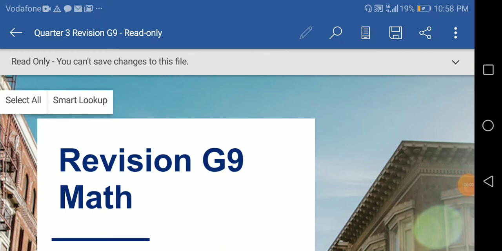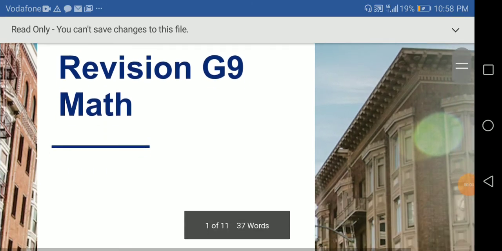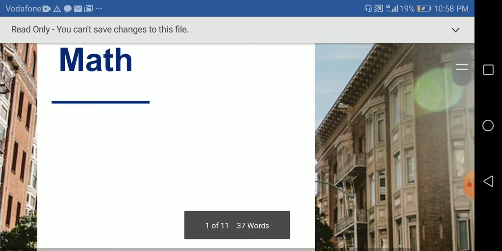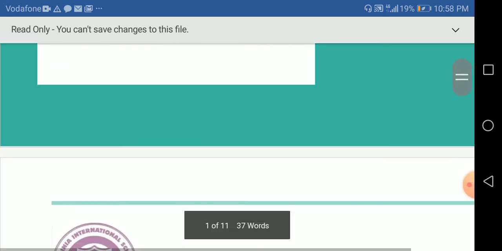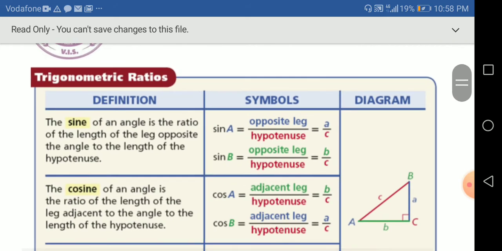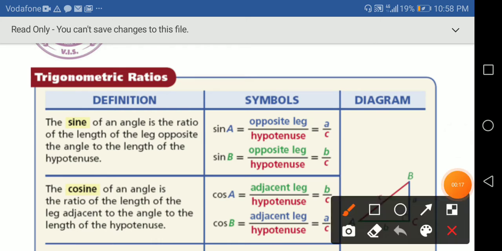I hope you're fine. Today we are going to talk about the revision of grade 9 quarter 3. So let's start. We have the trigonometric ratios, remember. When I talk about trig, I'm having the sine, cosine and the tangent.